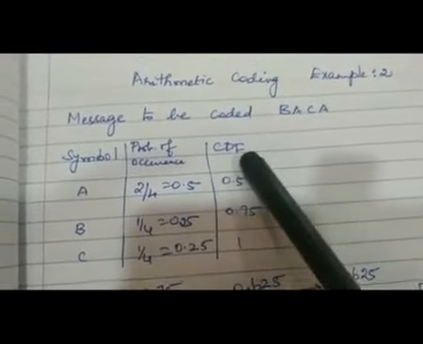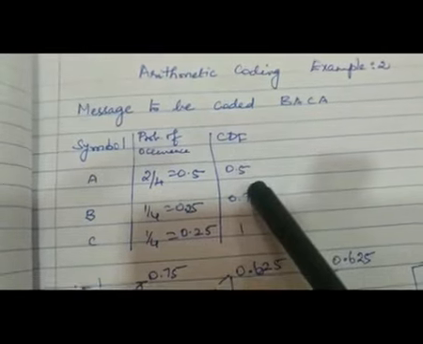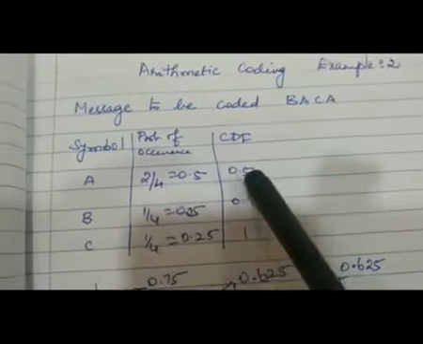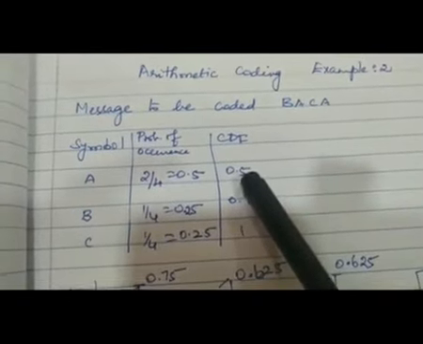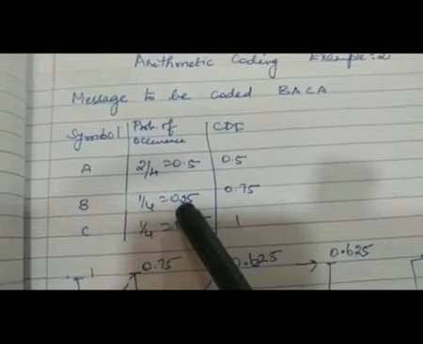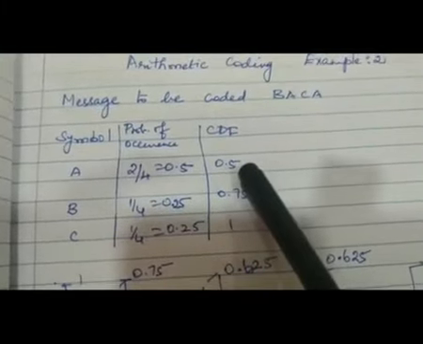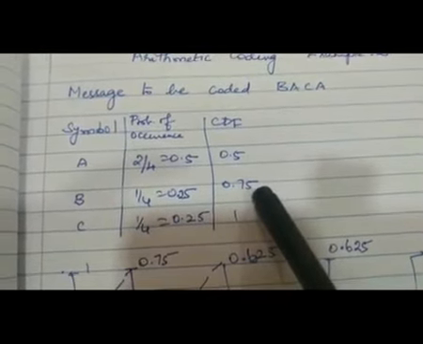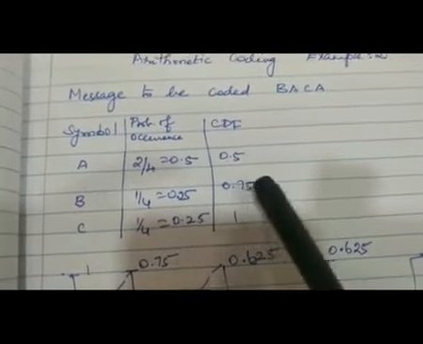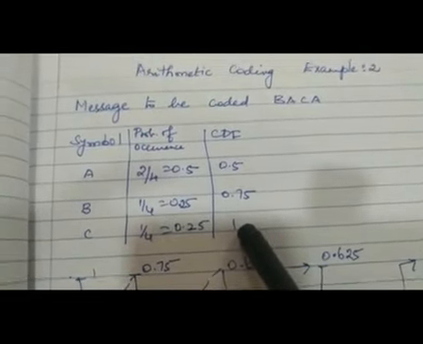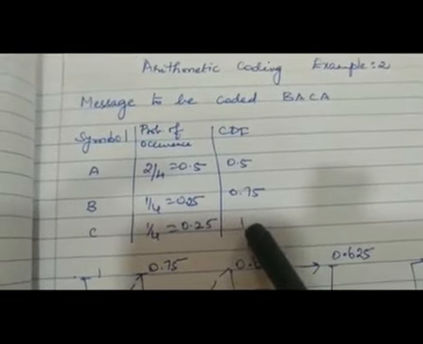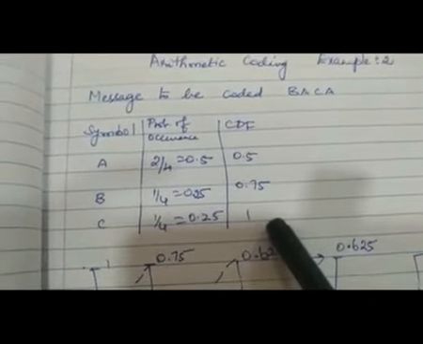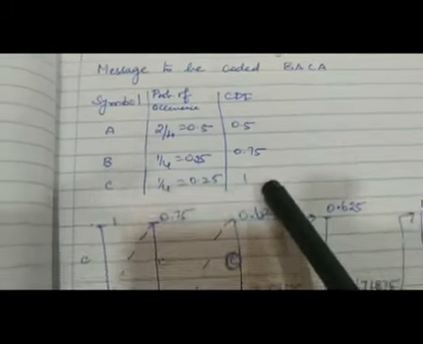Then CDF is the cumulative distribution function. So how to calculate this? Take the first probability of occurrence and write it here, 0.5. Then add up the next probability of occurrence of the symbol with the first CDF value, so you get the cumulative value as 0.75. Then add up 0.25 with 0.75, it is 1. Whenever you get the last CDF value as 1, we know that our calculation is right, because the probability always lies in the interval 0 to 1.